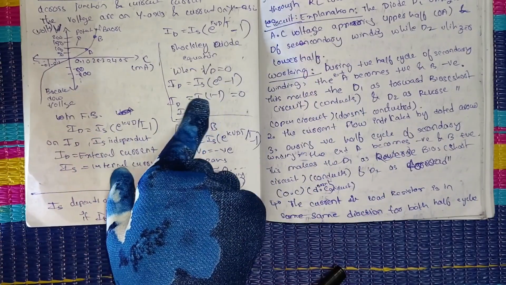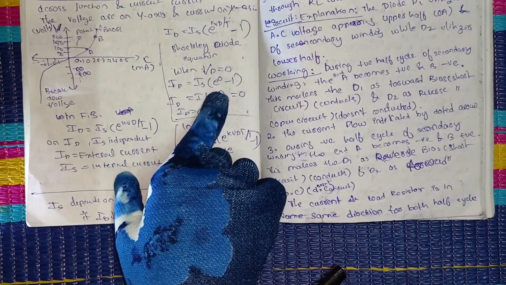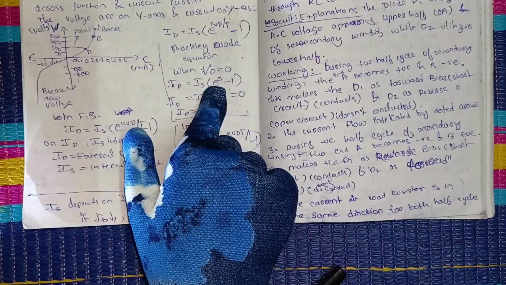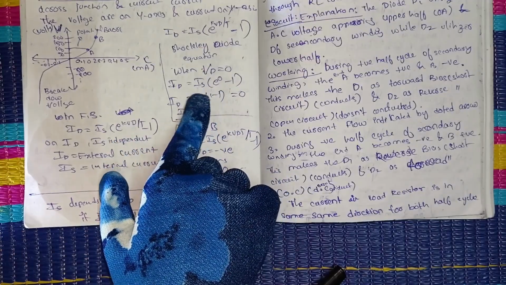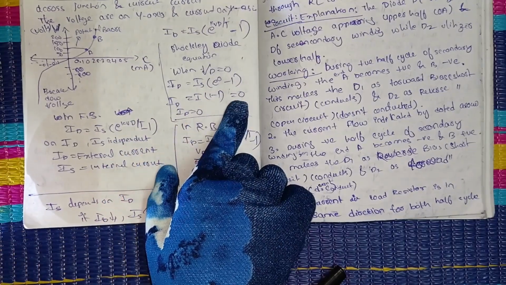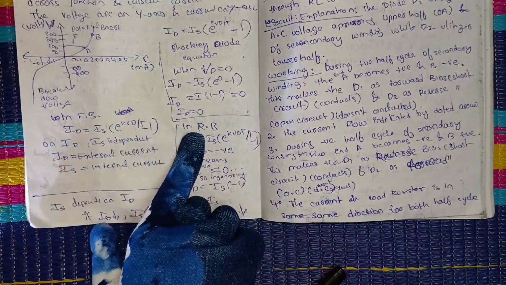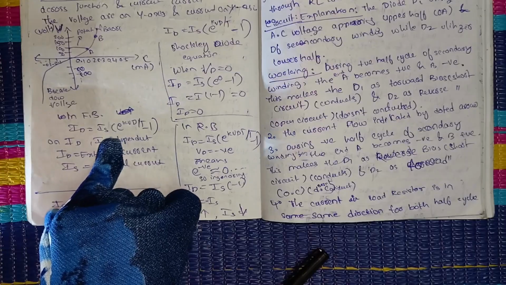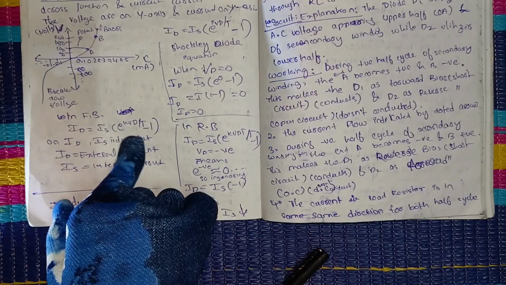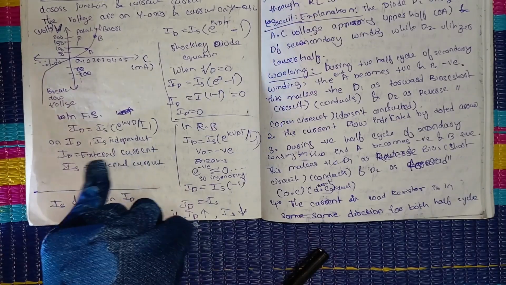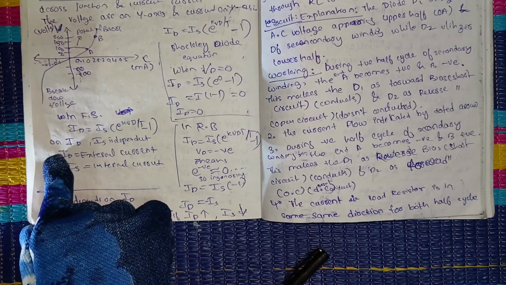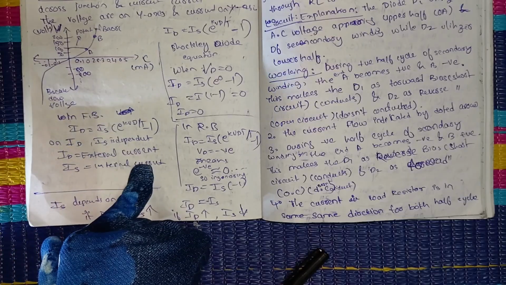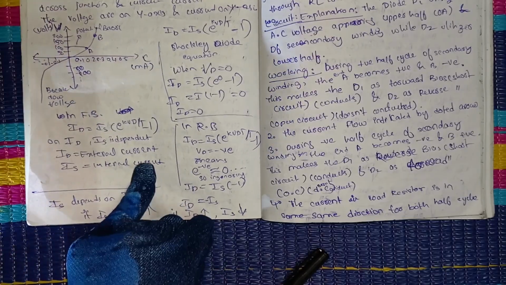Id is equal to Is of e to the power of 0 minus 1. Here we are substituting the Vd value. So e to the power of 0 means 1, 1 minus 1 is 0, Is into 0 is 0, so Id is equal to 0. In forward bias, Id is equal to Is of e to the power of Vd by nVt minus 1. Here Id is the external current and Is is the internal current.